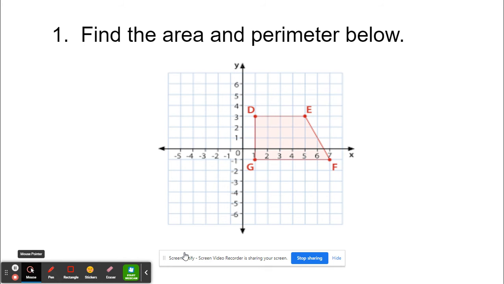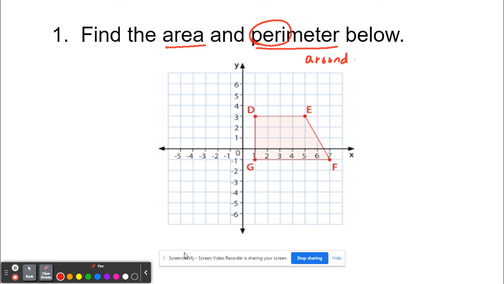All right, so we're going to find the area and the perimeter of this figure right here. We'll start with the area first because that's going to be the more basic one. Perimeter comes from two words, peri, which means around, and meter, which means measure. So we're actually finding the measurement around something. If I started here and walked over to E and then to D and then back to G and forth to F, how far did I walk around this shape? That's the perimeter, okay? But we're going to start with area.